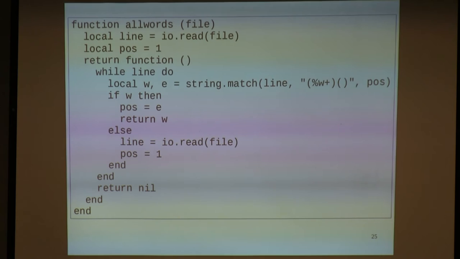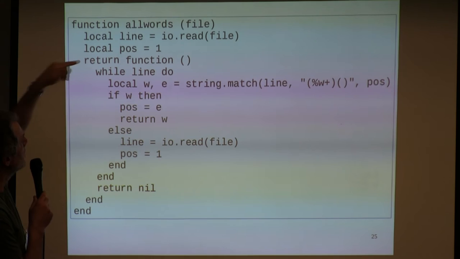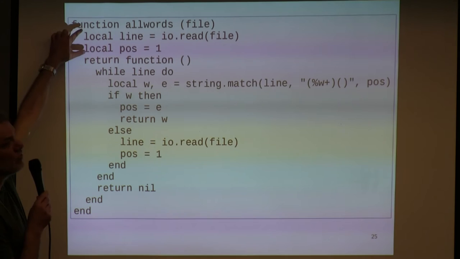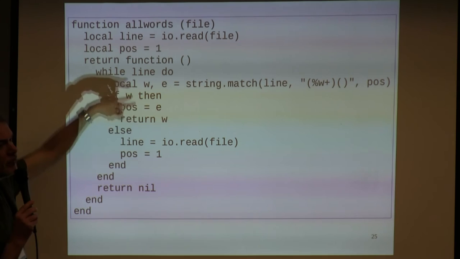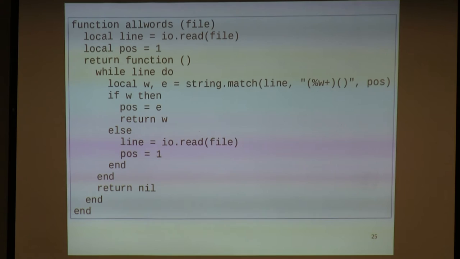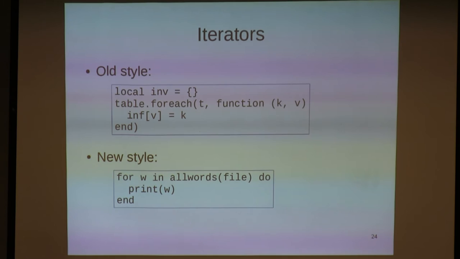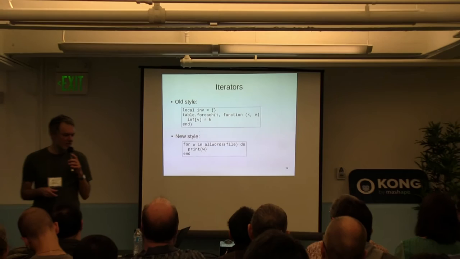Again, we see how important it is that we have lexical scoping with variables, because the state of this iterator is kept in these two variables that survive between different invocations of this inner function. So this is more complex, this is not for common people. We don't expect common people to write that. But the most important thing is that once someone does that, all the user has to do is write the loop, using closures without knowing it. So it's a very simple recipe that they follow and everything works.